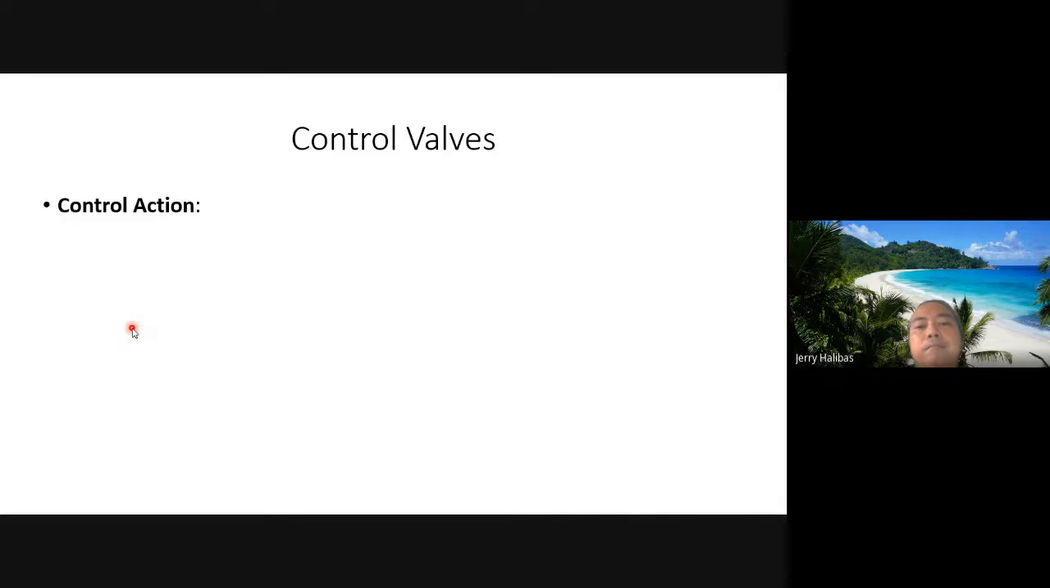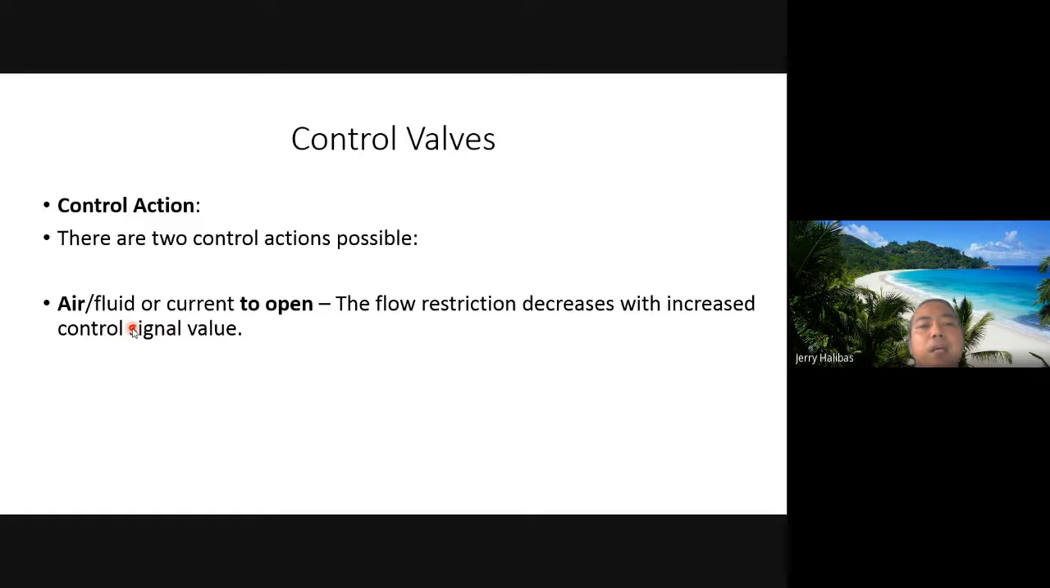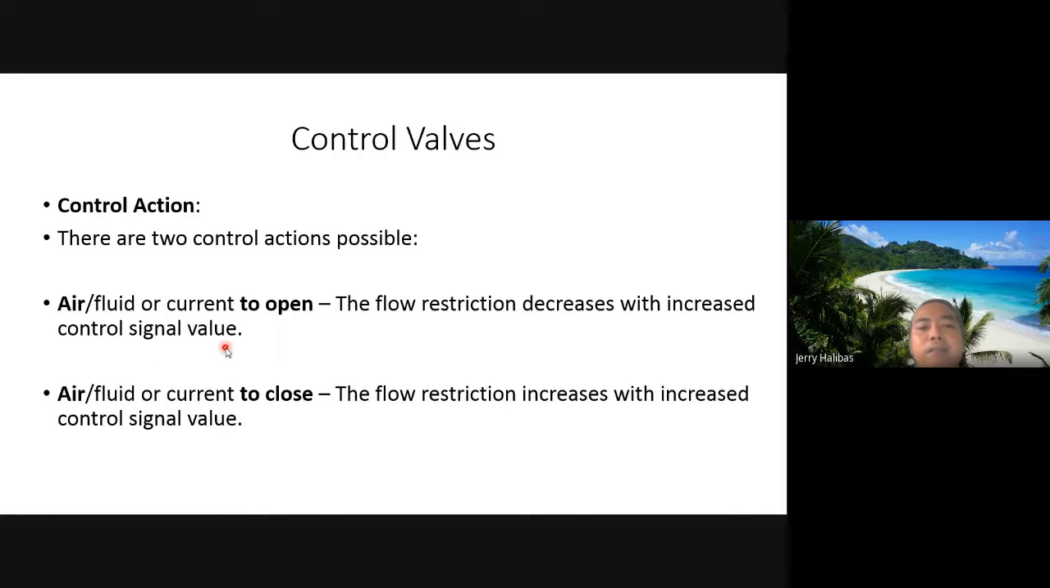Okay? So we go now to control action. So there are two possible control actions, gitawag na air to open, or kung hydraulic siya or general na, fluid to open, or current, or electricity. Para simple na lang, air to open. So what is meant by air to open is the flow restriction decreases with increased control signal value. Okay? Dayon, ang ikaduha gitawag na air to close. No? The flow restriction increases with the increased control signal value. Okay?